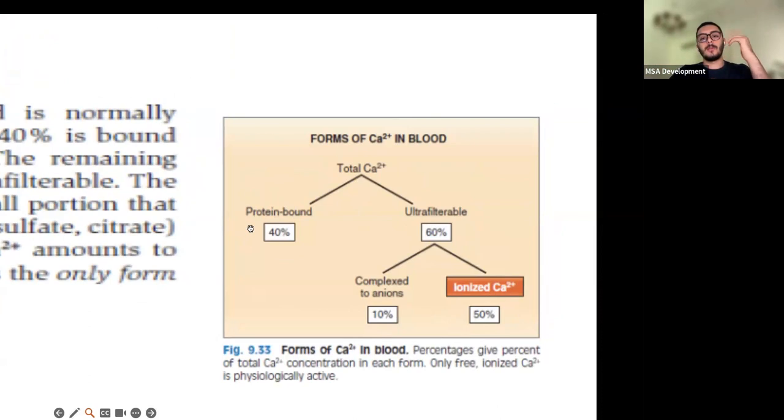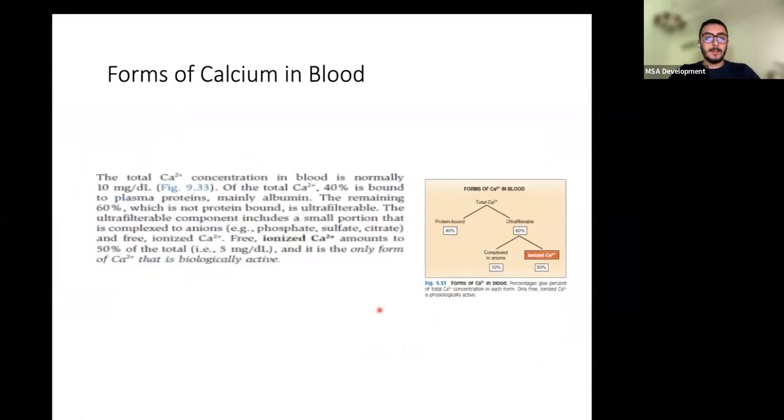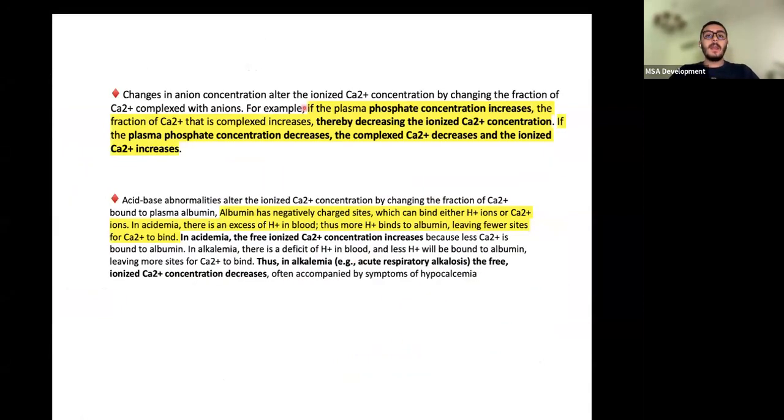Most of the hormones that are protein bound are inactive. The active form of a hormone is the ionized, or activated, form, especially here in calcium. In this slide, he's trying to say what could go wrong or what could change the plasma levels of calcium.